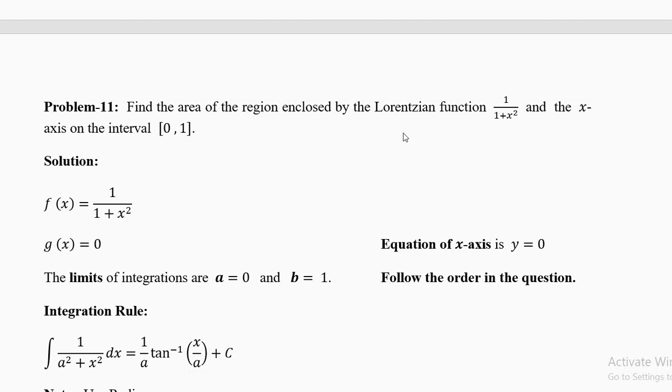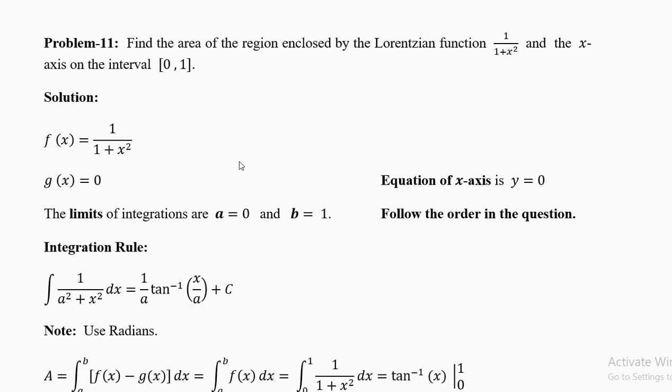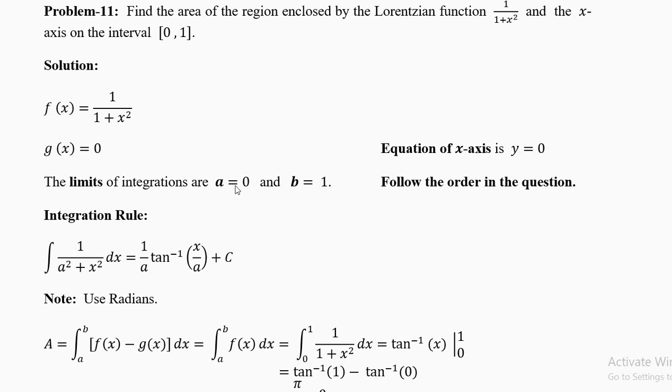Find the area of the region enclosed by the Lorentzian function 1 over 1 plus x square and the x-axis on the interval 0 to 1. This function is called Lorentzian, 1 over 1 plus x square. You get it in statistics and some areas of physics and mathematics. Now g of x equals 0 because it is the x-axis, y equals 0, and the function is 1 over 1 plus x square. The limits of integration are a equals 0, b equals 1.